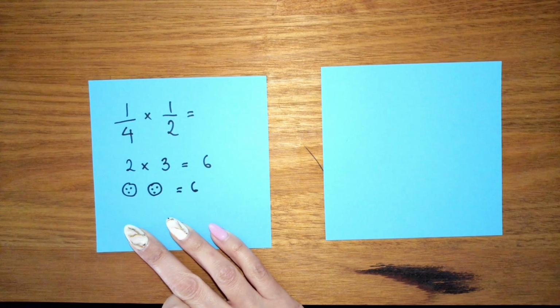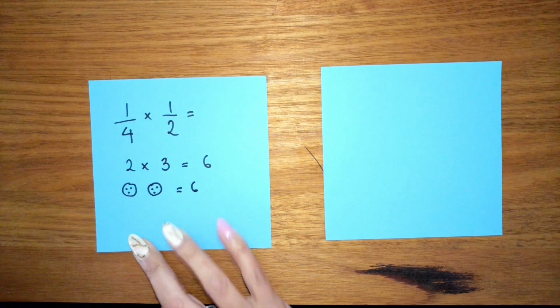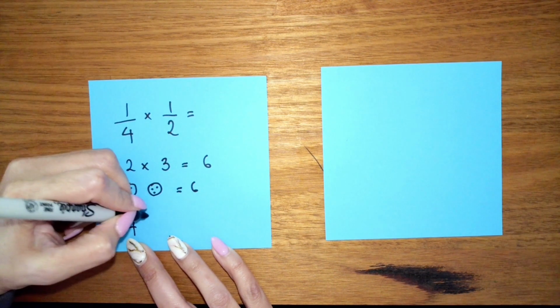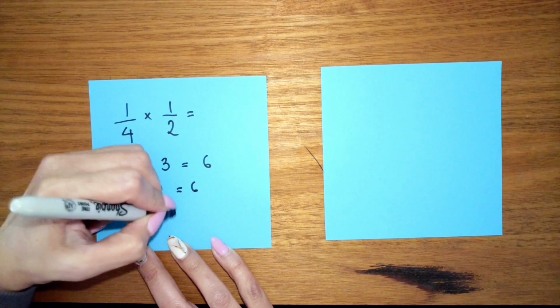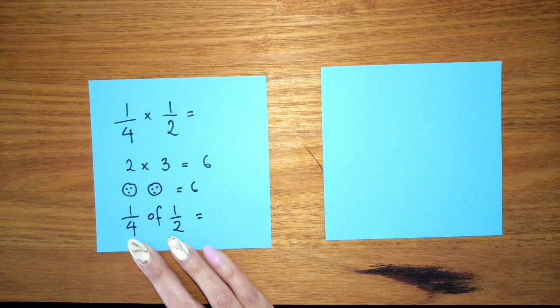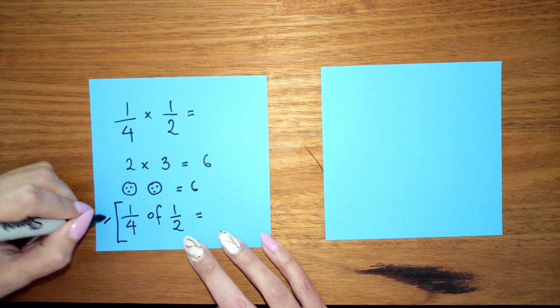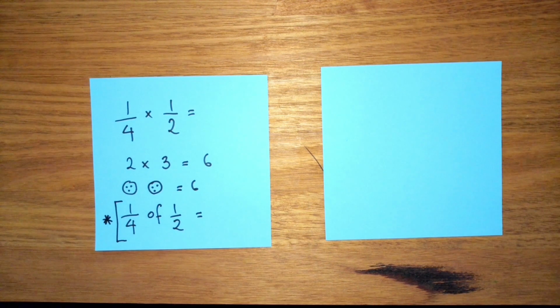So I'm going to use that same language here, and I'm going to say, instead of 1/4 times 1/2, I'm going to say 1/4 of 1/2. So I want you to use this specific language here. I need to be able to get the students to connect the multiplication of fractions back to what actually multiplication is when they're dealing with whole numbers.